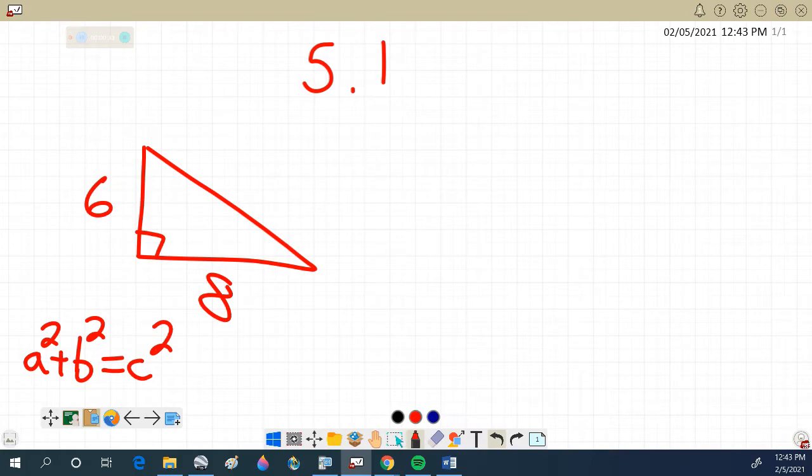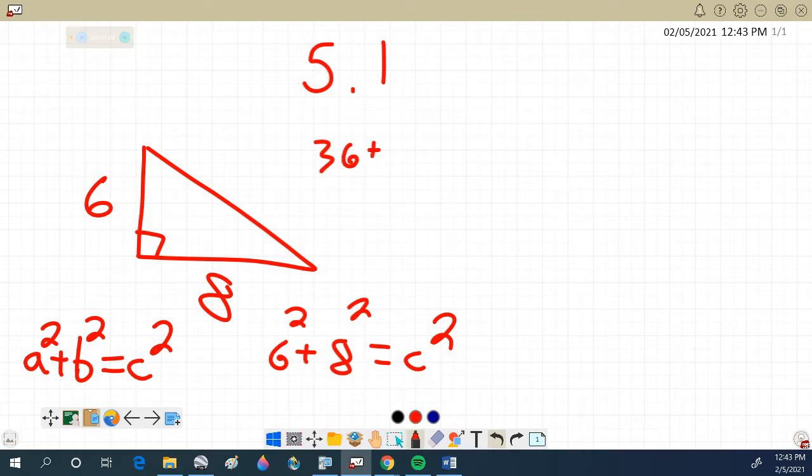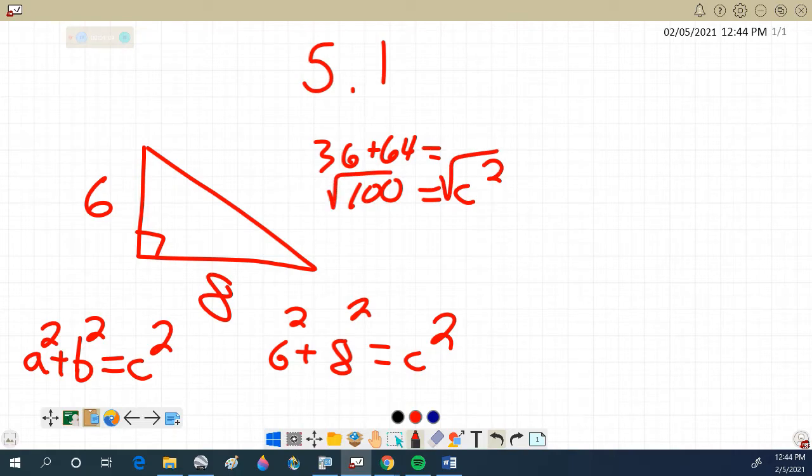C. A and B can change, but C has to be the long side. So 6 squared plus 8 squared equals c squared. That is 36 plus 64, which is 100. So what do we do now? Not in half. Square root it. So 10 equals c.